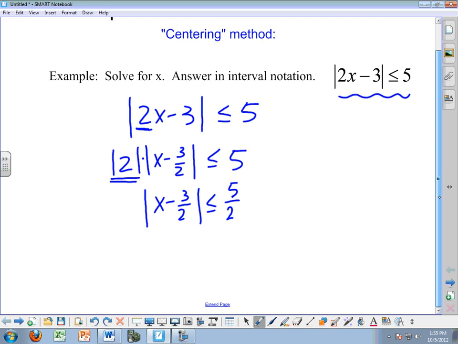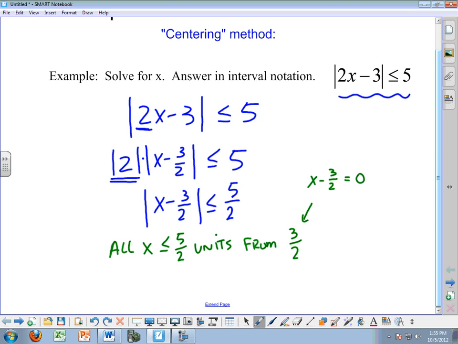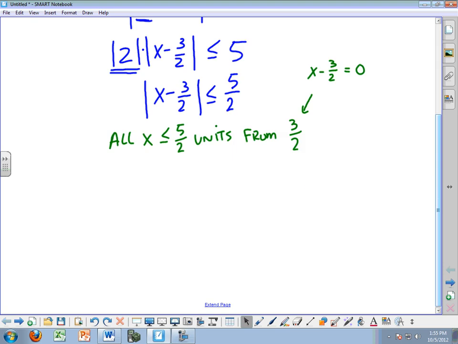When we got to this point, we had to write it in words. So we wrote all x that were less than or equal to 5 halves units from the center, which came out to be 3 halves. Now, of course, we get the 3 halves because we're asking ourselves, for what value of x will we make that inside 0? The items to the left of that will produce negatives and then be negated. Values to the right of that will be positive, and then the absolute value won't do anything.